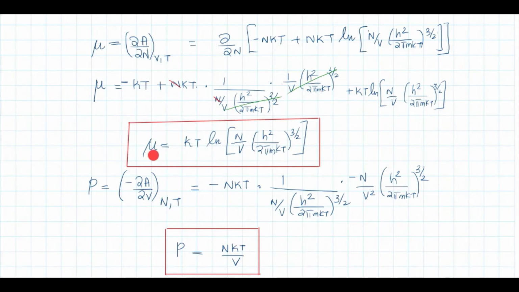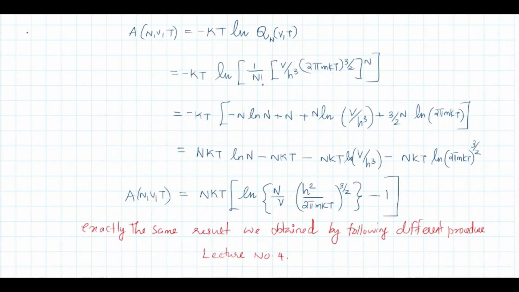So the chemical potential is an intensive quantity. It doesn't depend on the size of the system. n by v is the number density. It is independent of the size of the system. So mu is also an intensive property, but A is an extensive property due to this n.